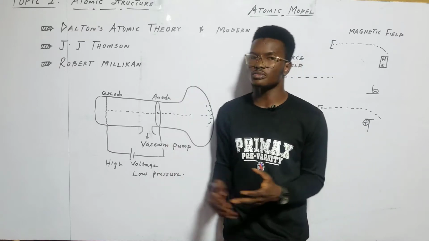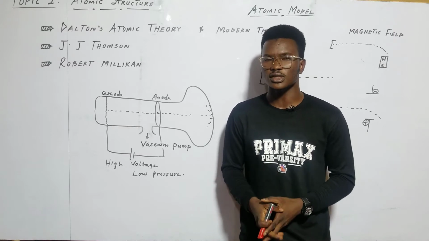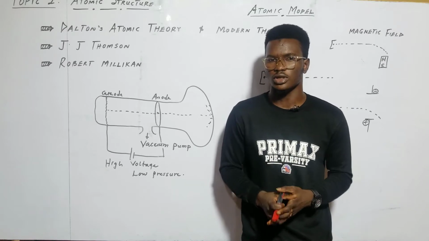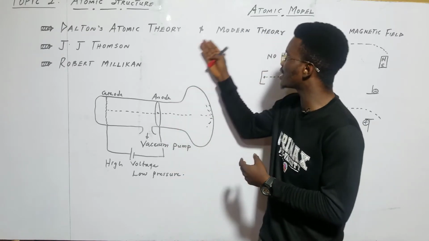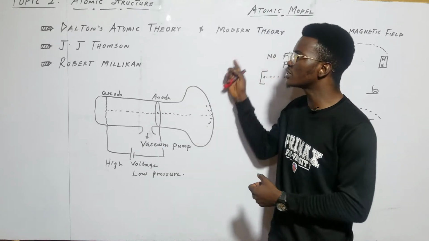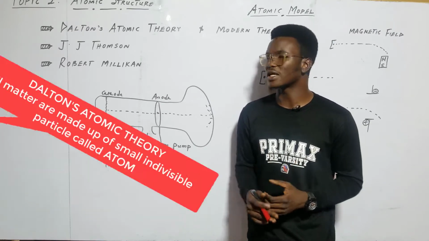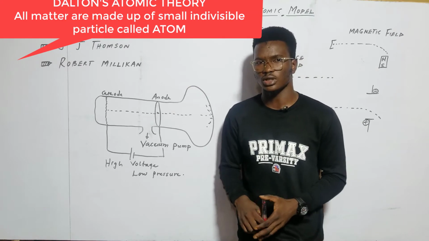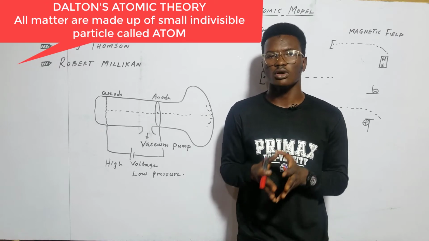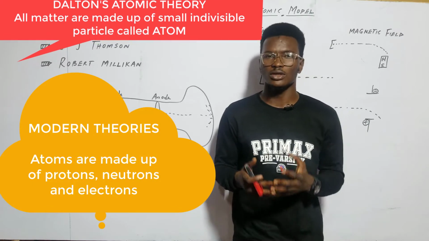Now, when you talk about the experiments dated back to the Greek philosophers, John Dalton gave some postulates about the atomic theory. This atomic theory was called Dalton's atomic theory. Alongside the modern theory, according to the later discoveries by other scientists that disproved John Dalton's atomic theory, I will be taking the two theories side by side. Talking about John Dalton's atomic theory, he states that all matter is made up of small indivisible particles called atoms.